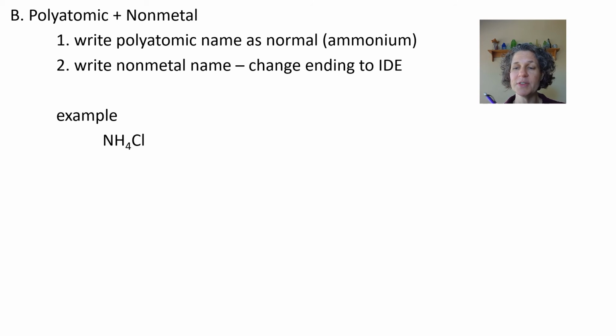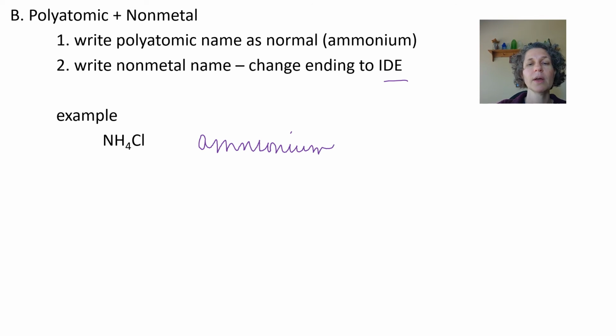I don't think I've even said this, but when you write a compound, the positive ion comes first. So you write the polyatomic name as normal, in this case ammonium, and then you would write the nonmetal name and change the ending to "ide." So this NH4Cl is ammonium chloride.